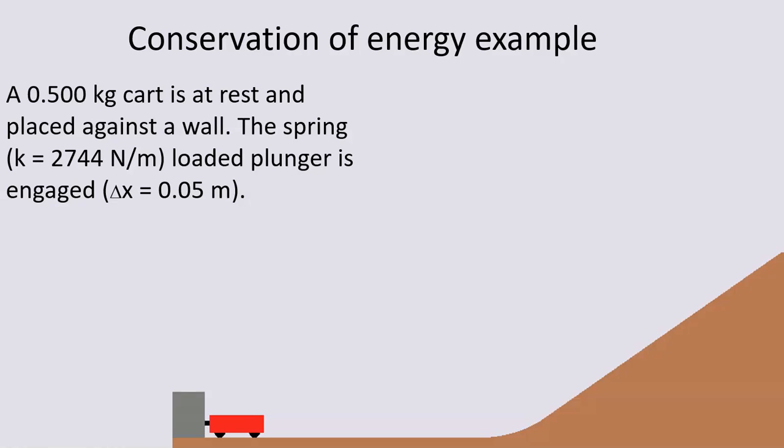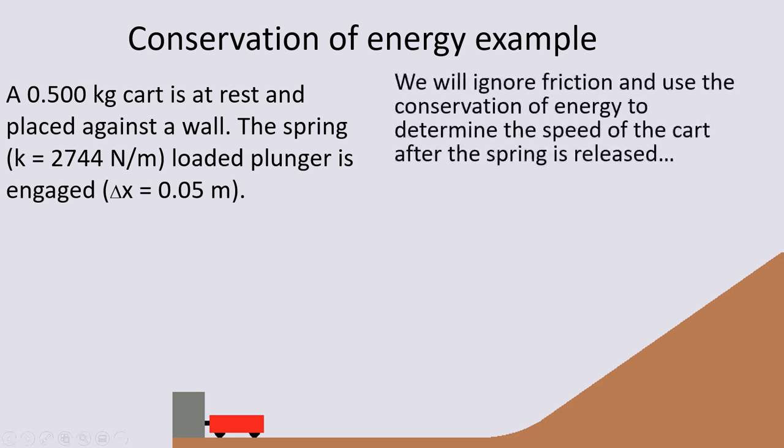In this example, we want to look at the conservation of energy with a 0.5 kilogram cart sitting at rest against a wall. This particular cart has a little spring-loaded plunger in it that's engaged. The spring's compressed about 0.05 meters in here, and we want to see what happens to this cart as it rolls along the ground here after that spring is released.